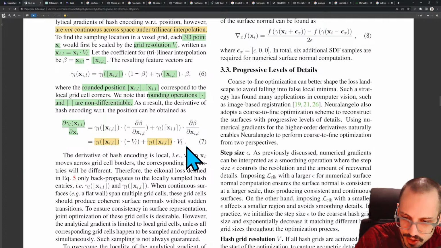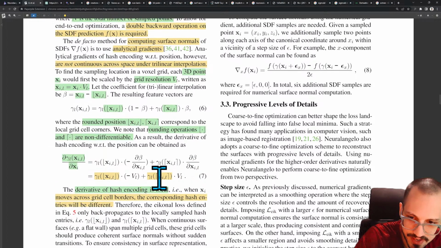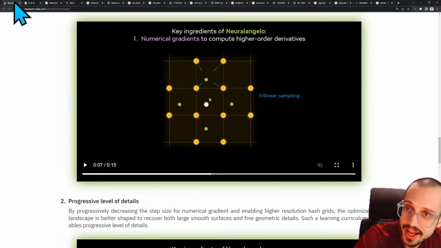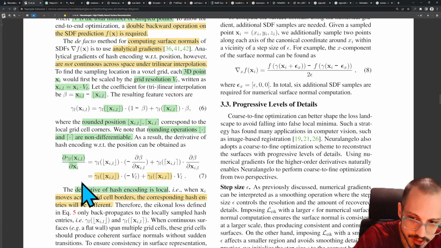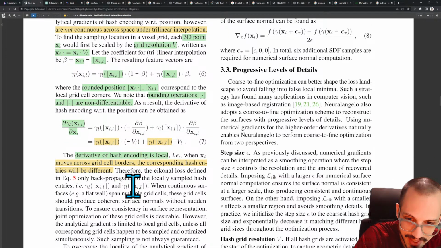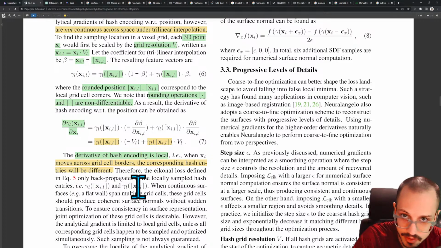The derivative of the hash encoding is local, i.e., when xi moves across cell borders, the corresponding hash entries will be different. Yeah. So because you have these values here, which are going to change, right? As soon as you cross over from one cell in your grid into another cell in the same grid, there's going to be a discontinuity in that derivative of the hash encoding. And that discontinuity is going to be gross.